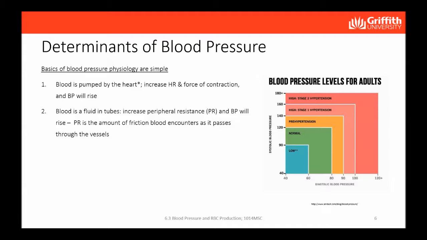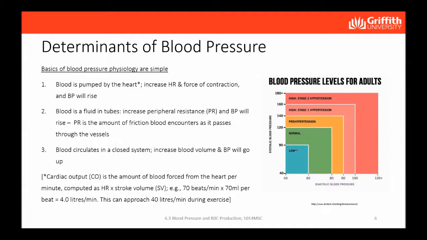Vasoconstriction, due to the effect of hormones such as vasopressin and norepinephrine, can increase the blood pressure by increasing peripheral resistance. As blood circulates in a closed system, an increase in blood volume due to the action of hormones such as aldosterone can also increase the blood pressure.